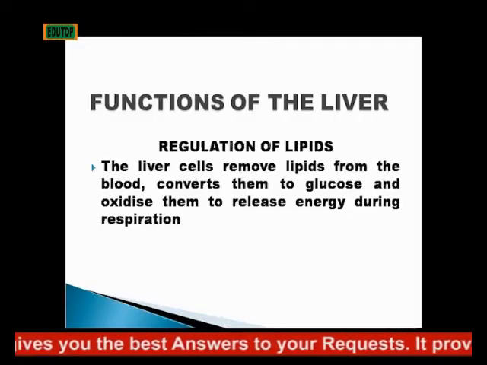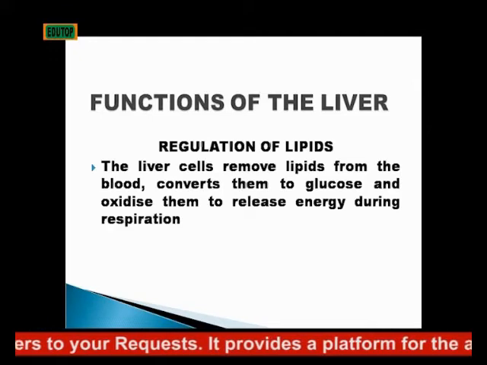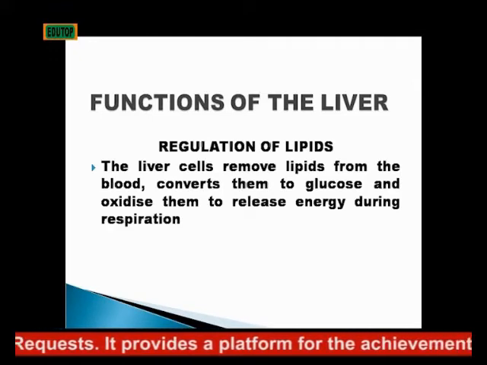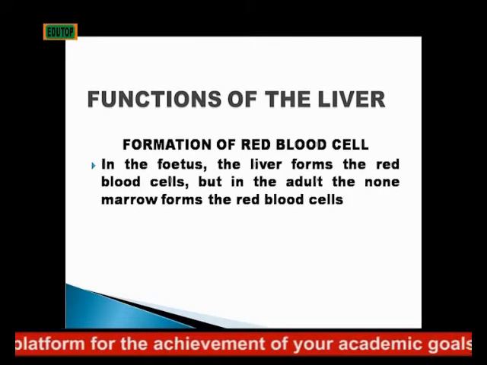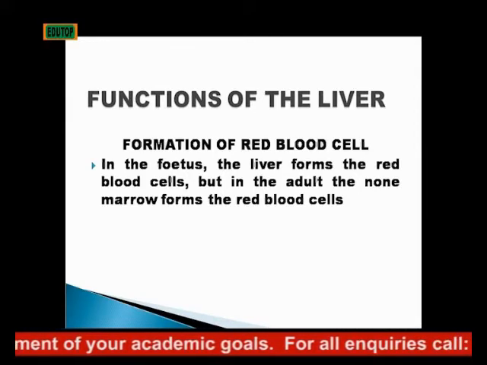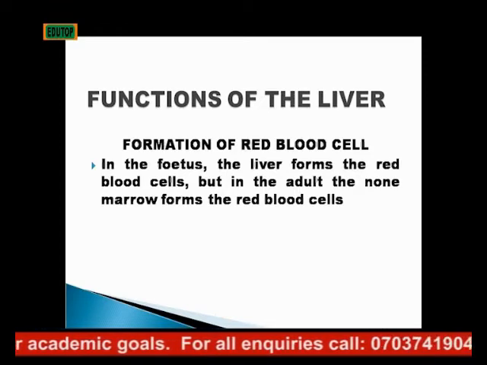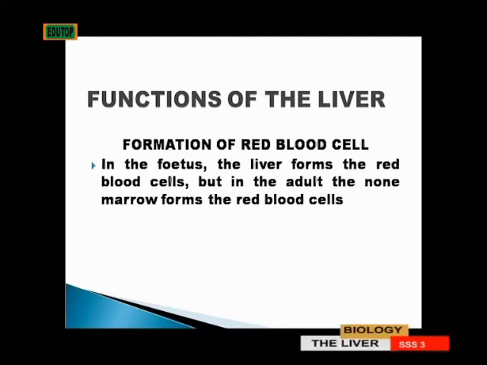The liver also regulates lipids by removing lipids from the blood and converting them to glucose, then oxidizing them to release energy during respiration. Also, the liver forms red blood cells. In the fetus, the liver forms red blood cells, but in the adult, red blood cells are formed in the bone marrow. So the liver forms red blood cells in the fetus, that is, the growing young one in the womb. It is the liver that forms the red blood cells in them.